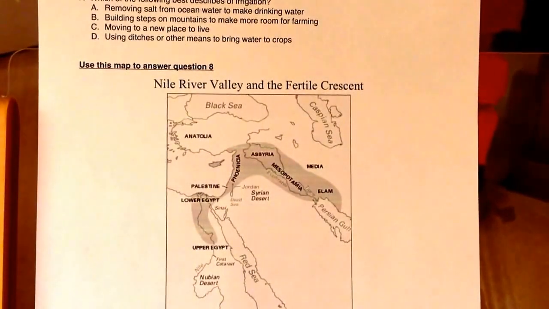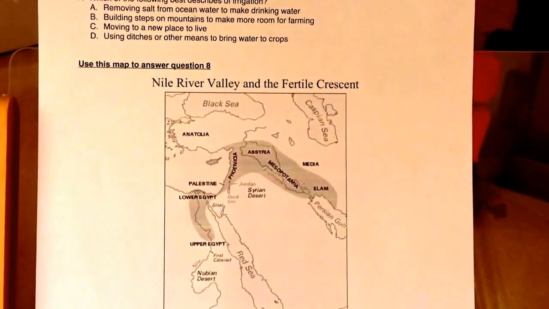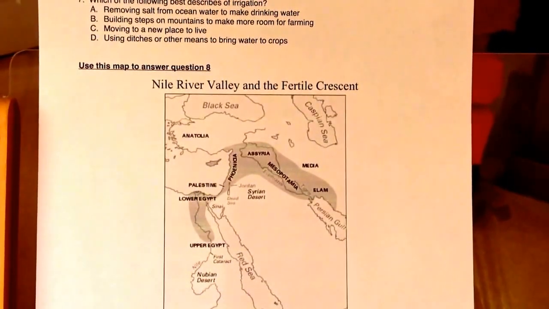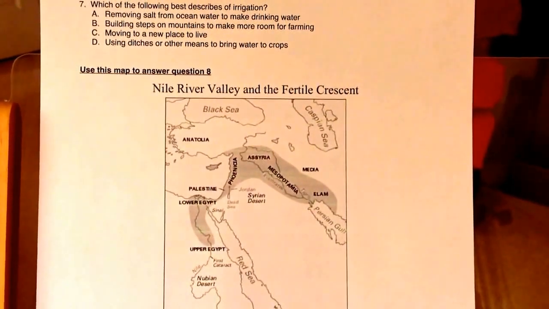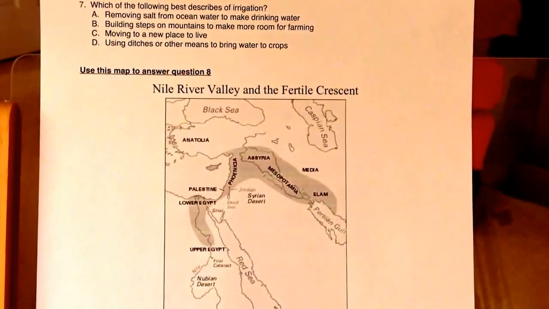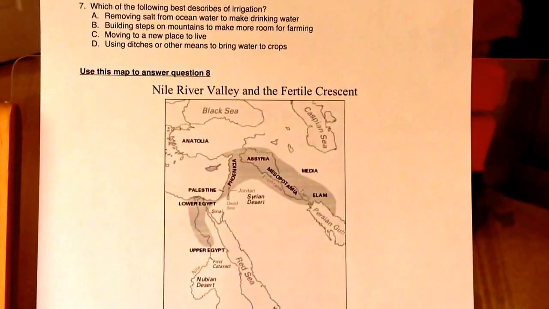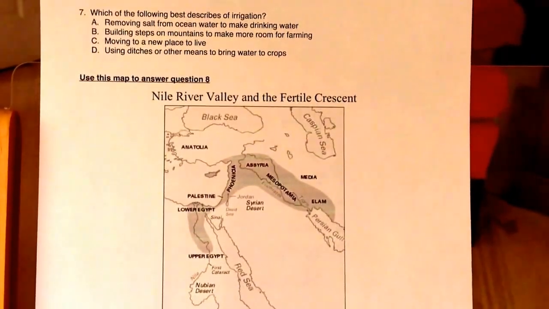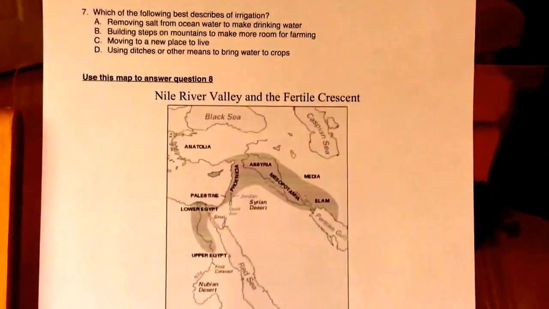Number 7, which of the following best describes irrigation? Looks like there's a typo there. Number 7, which of the following best describes irrigation? Letter A, removing salt from ocean water to make drinking water. Letter B, building steps on mountains to make more room for farming. Letter C, moving to a new place to live. Letter D, using ditches or other means to bring water to crops.